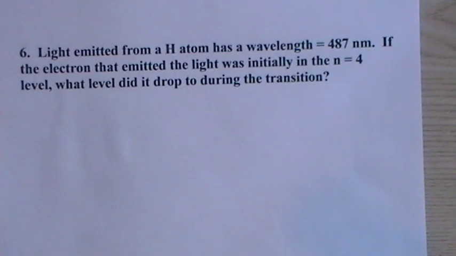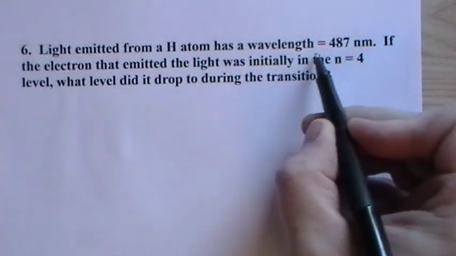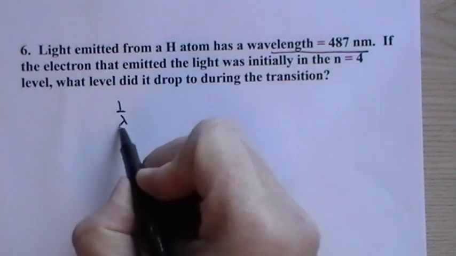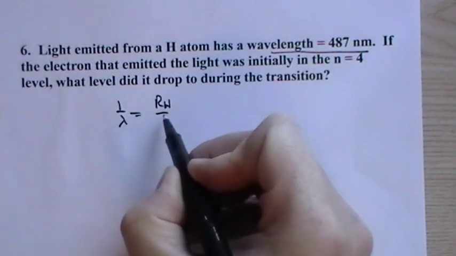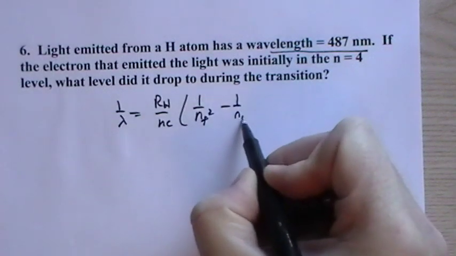Now here's one that's a little tricky. As the light is emitted from a hydrogen atom, it has a wavelength of 487 nanometers. If the electron that emitted the light was initially in the n is equal to 4 level, what level did it drop to during the transition? So this time, we know the wavelength. They want to know one of the energy levels.